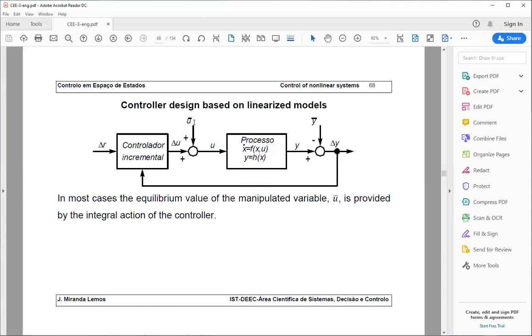Furthermore, this u bar, either you can force it, or you can have the integral action, the famous integral action that you should embed in many controllers, that generates this u bar. Remember that integral action works in the long run, and it's a kind of constant that is adjusted so that in equilibrium everything is as it should.